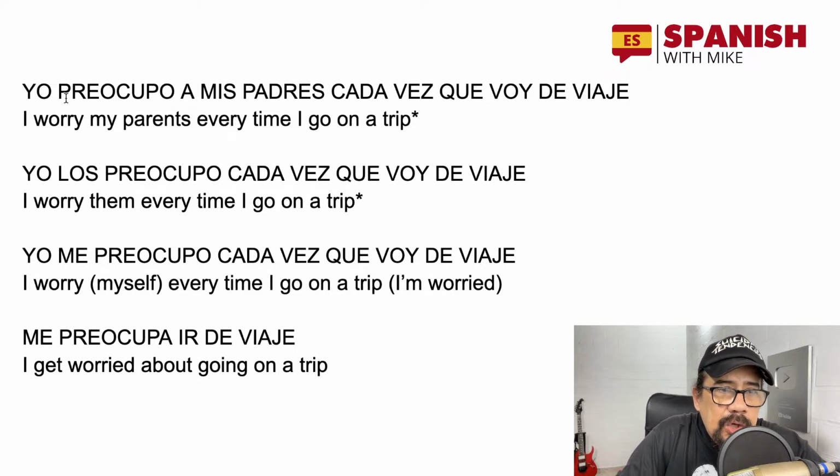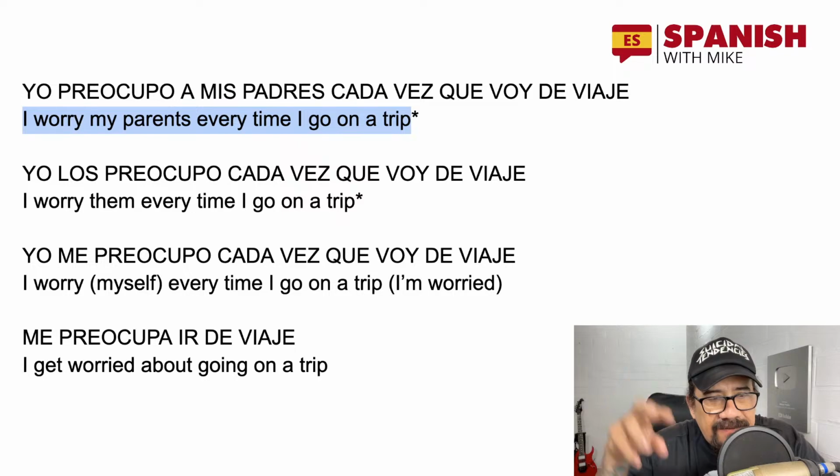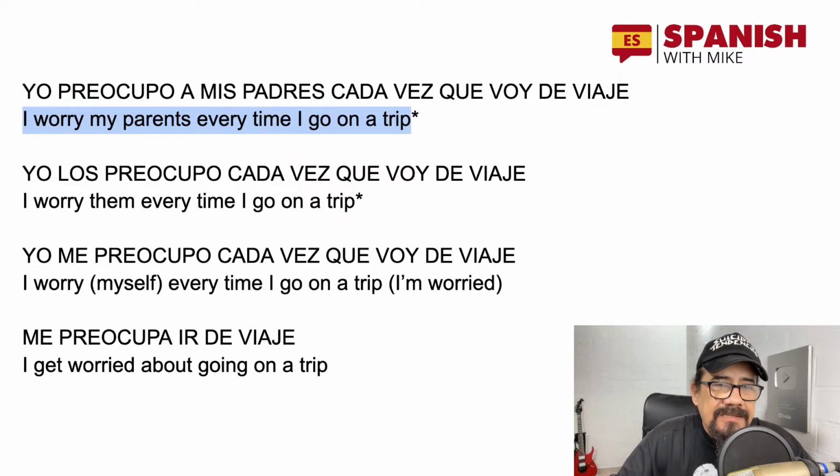Check it out. Yo preocupo a mis padres cada vez que voy de viaje. I worry my parents every time I go on a trip. I left this little mark here because this may not be the best way to say this in English. But I just want to use this structure and the verb worry in all of the sentences, just to give you an idea of how it works in Spanish, just for the sake of the example. So, yo preocupo a mis padres cada vez que voy de viaje.